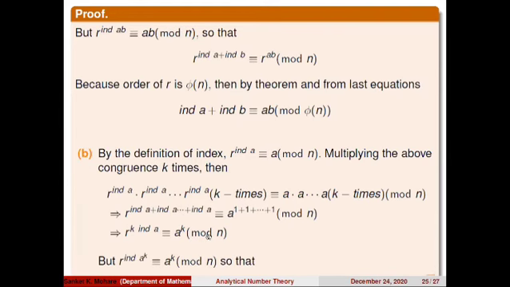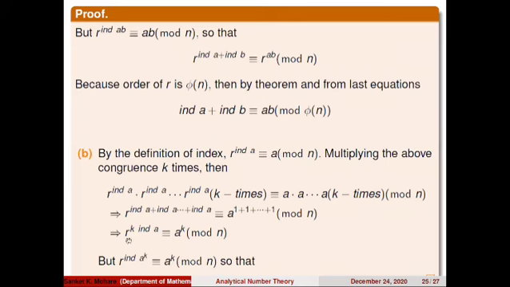Again, by the definition of indices, r to the power index of a to the power k is congruent to what? a to the power k modulo n. The same thing we are going to use here. By the definition of index, r to the power index of a to the power k is congruent to a to the power k modulo n.